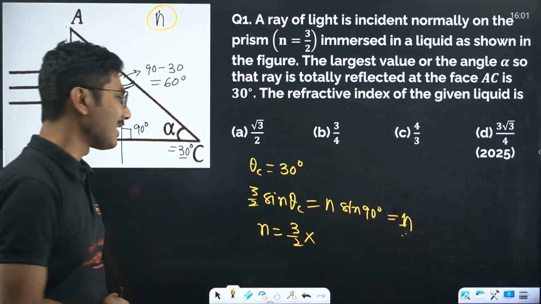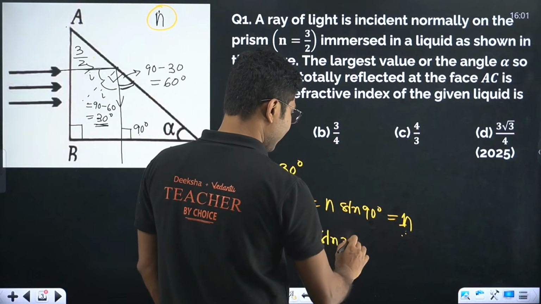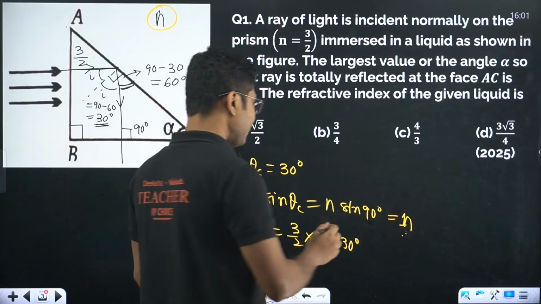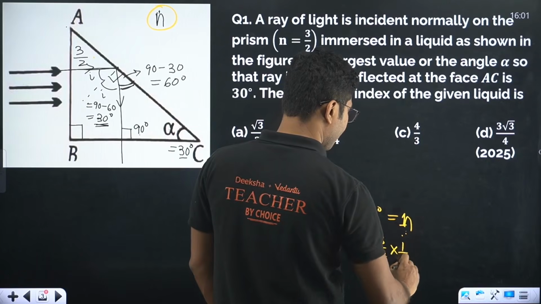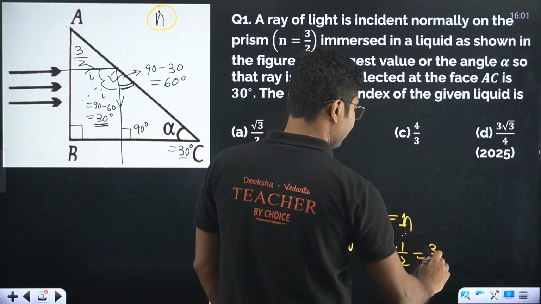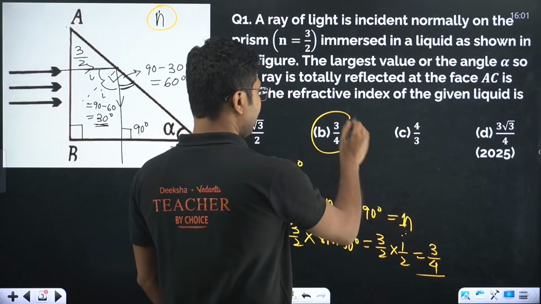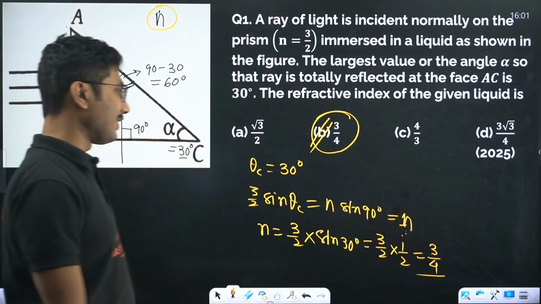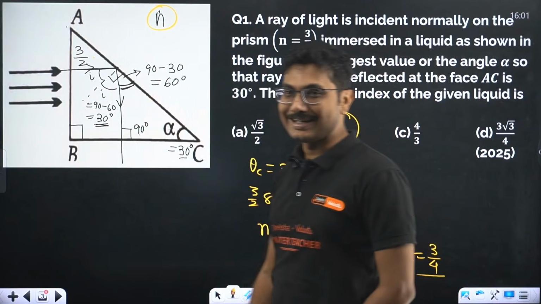What is sine theta c? Sine theta c is sine 30. Actually it is slightly less than 30, but for all practical purposes, as I mentioned, we can take this as 30 degrees, so it will be 1/2, so that gives 3/4. So the refractive index of the medium must be 3/4. So option B is the correct answer for this question. Very interesting, right? Completely different from what you are used to for the KCET exam.